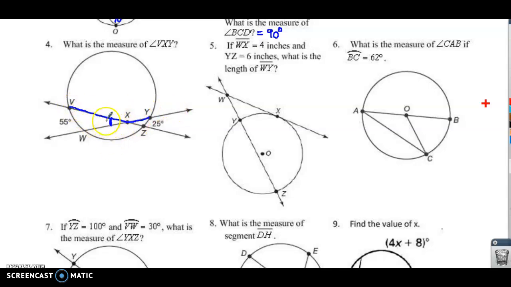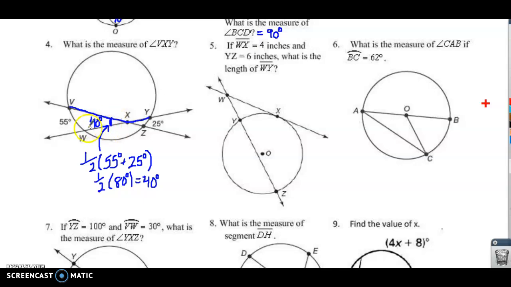So we know this angle here is 1/2 the sum of its intercepted arcs, or at least the intercepted arcs from these 2 secants. And so let's add those 2 arcs together, and then we'll divide them by 2. 55 plus 25, that's 80, so we get 1/2 of 80. That equals 40. So we know that this angle here is 40 degrees.